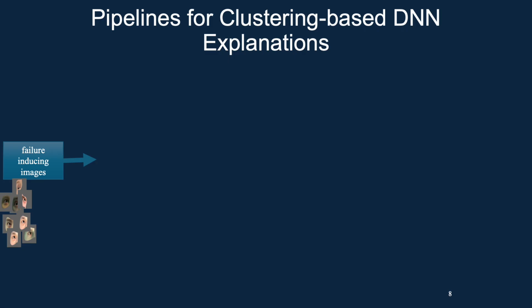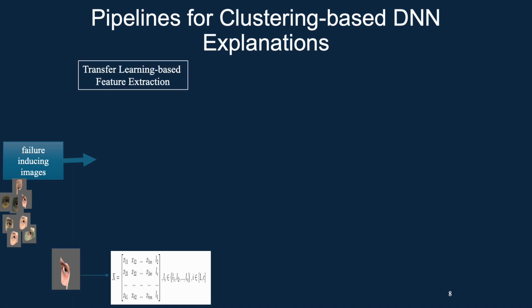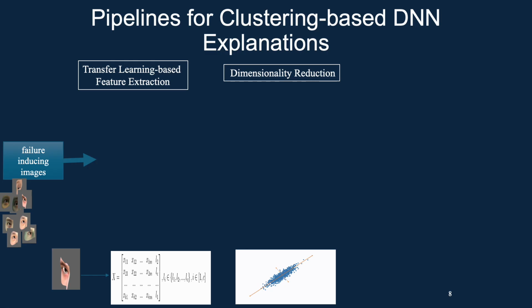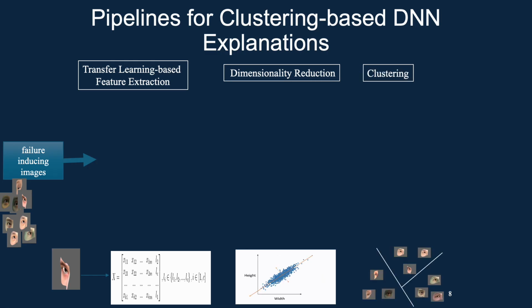To generate root cause clusters from the failure-inducing images, we rely on a pipeline that has three components. The feature extraction component extracts the features from the images, then the dimensionality reduction component reduces the size of these features, and then the clustering component generates the root cause clusters. After generating the clusters, the engineer inspects each of them to understand the root causes of failure.